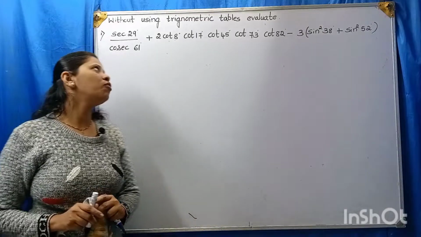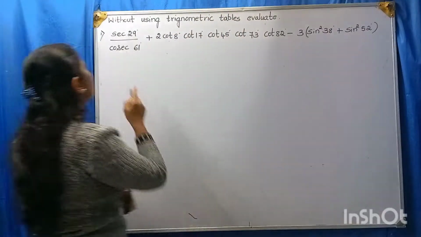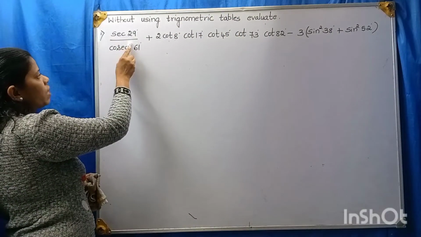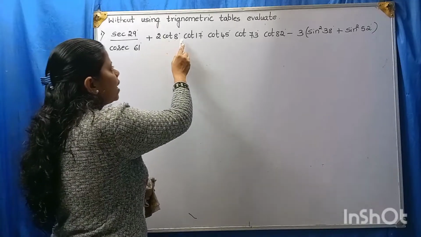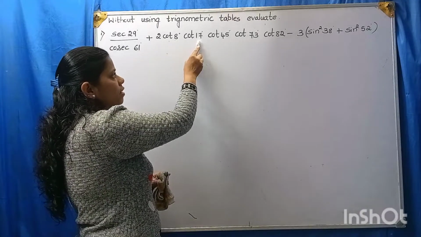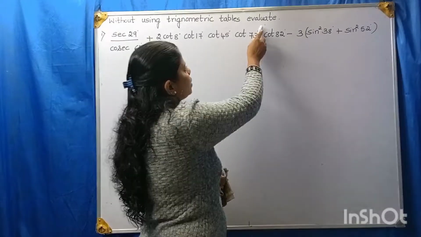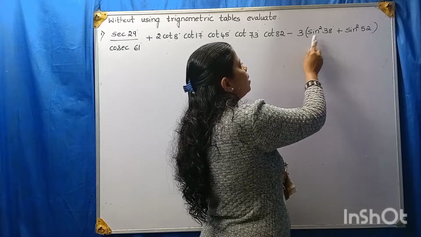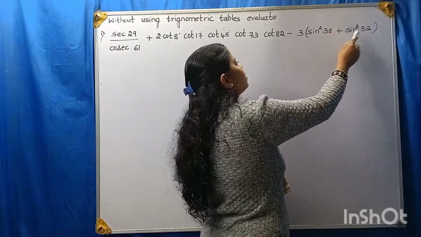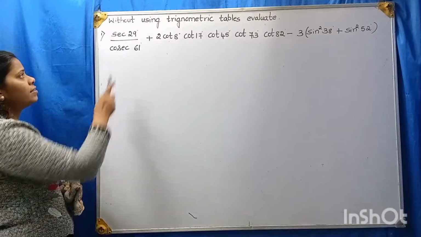Now let's solve this problem without using trigonometric tables. Evaluate: secant 29 degree divided by cosecant 61 degree plus 2 into cot 8 degree into cot 17 degree into cot 45 degree into cot 73 degree into cot 82 degree minus 3 times sin square 38 degree plus sin square 52 degree.